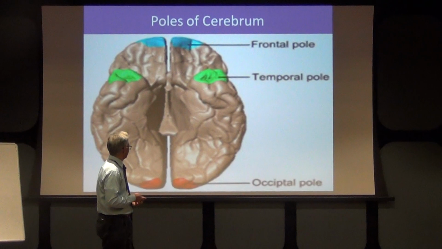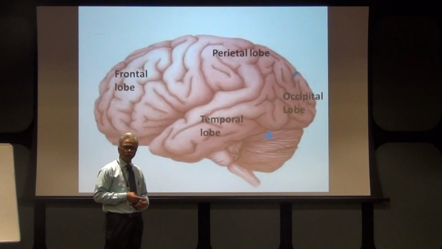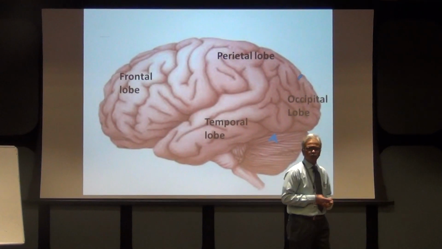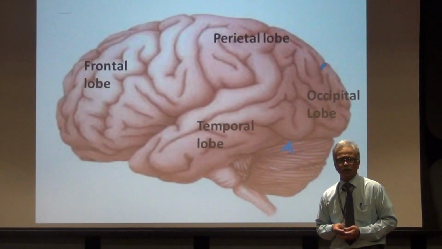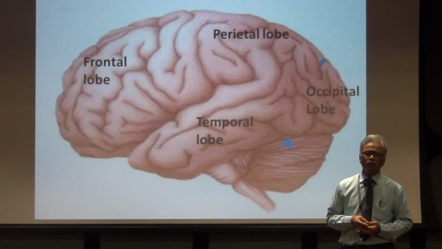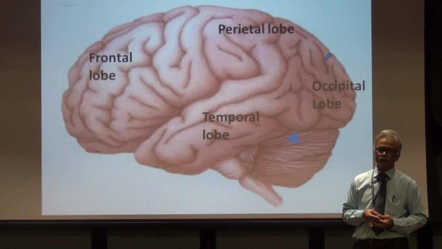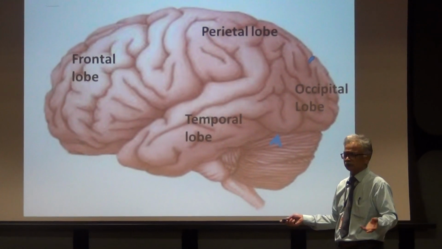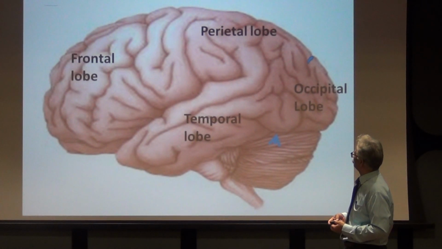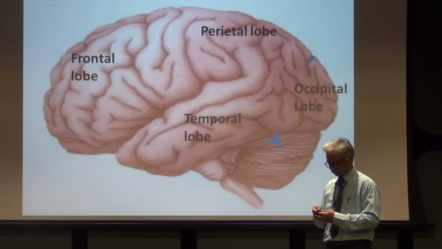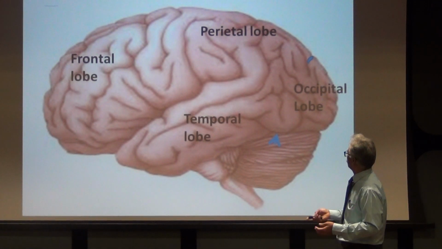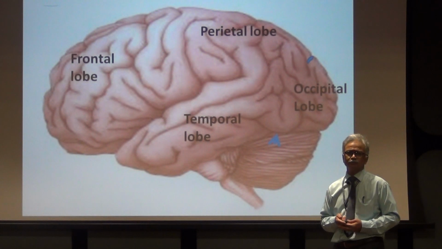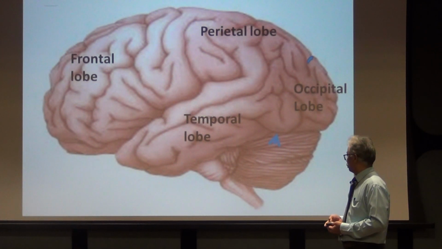Now coming to the lobes of the cerebrum. The lobes of the cerebrum can easily be understood on the superolateral surface by drawing two imaginary lines. And we will see how to draw those two imaginary lines. There are four lobes: frontal lobe, parietal lobe, occipital and temporal lobes.